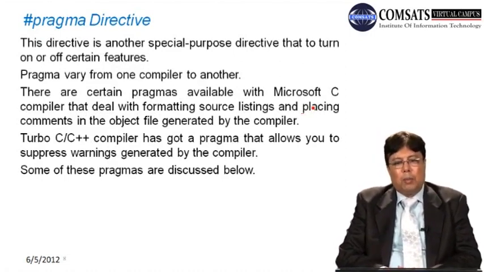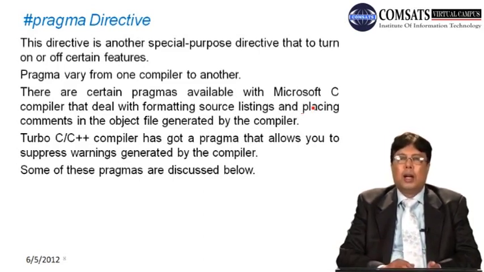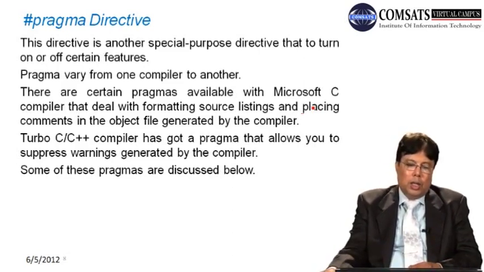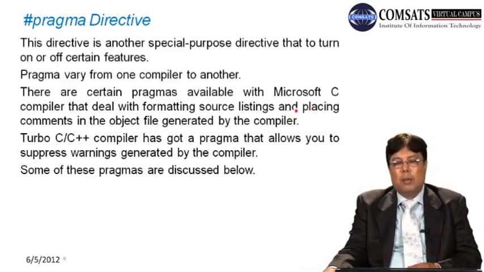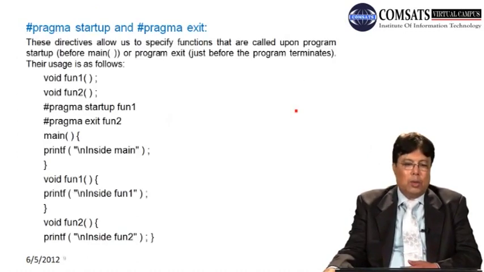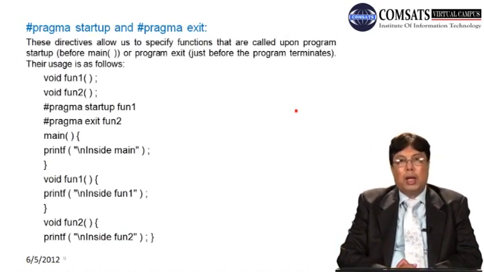Then pragma, P-R-A-G-M-A, the pragma directive. It is another special purpose directive used to turn on and off certain features. For example, similar to define and undef, you can switch features on and off. Instead of going into this detail, you can just read the information that I have provided, such as in certain environments where the compiler generates the listing or suppresses the listing, do one thing or not do another thing. But I will quickly come to an example of this pragma.